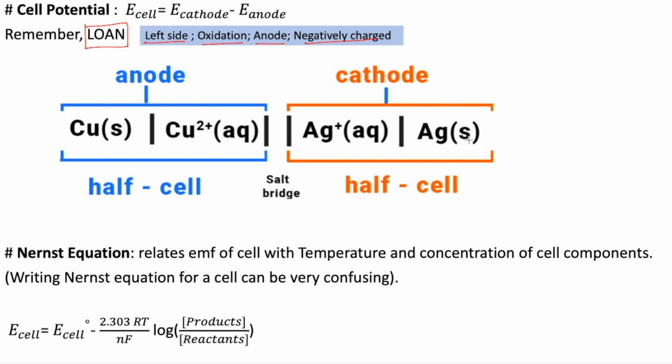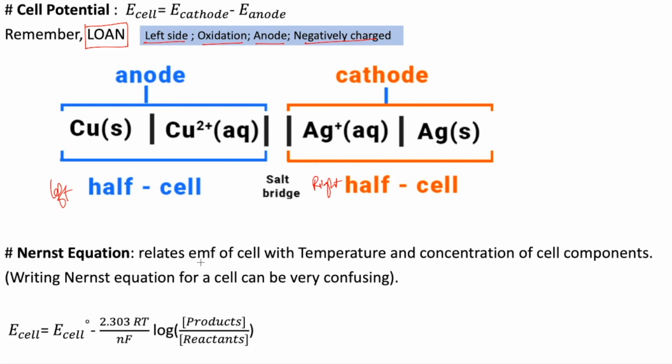You can see a cell reaction is shown over here. This is the left hand half cell, it is the anode, and here you can see the oxidation is taking place from copper to copper 2 plus. There is a salt bridge in between, and then there is a cathode, the right half cell, and on this side reduction is taking place, and that's how it is represented.